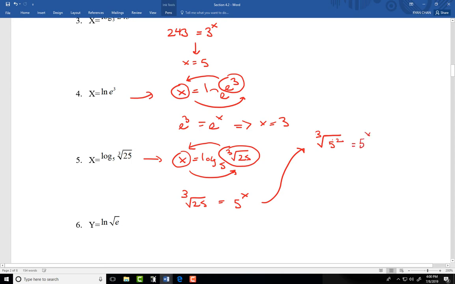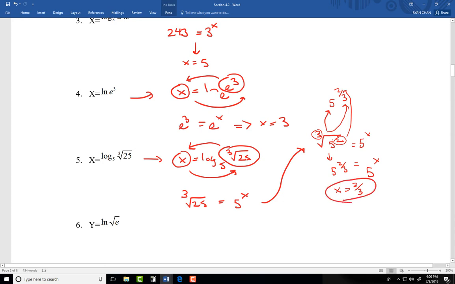Okay, now let's talk about this. Some of you guys may have forgotten, but remember, if you raise something to a root and a power, you can write it in fraction form. This is the same thing as 5 to the 2/3, because your power is your numerator, and then your root is your denominator. So I'll rewrite this as 5 to the 2/3, and then equals 5 to the x. So x is equal to 2/3.